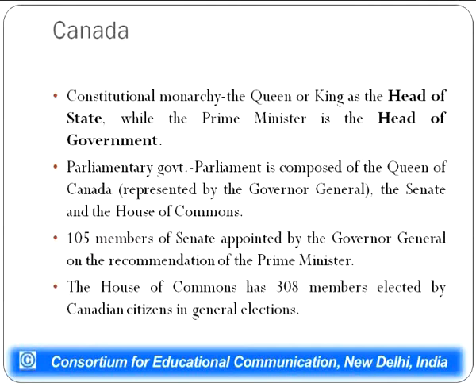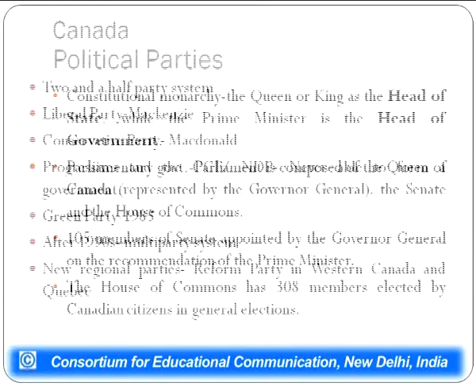Now, if you look at the form of government in Canada, it is still a constitutional monarchy where the head of state is the Queen and the Prime Minister is the head of government. It is a parliamentary government where we have the same composition. We have the Queen, we have the Prime Minister, we have a Senate of 105 members appointed by the Governor General, who is the representative of the Queen, on the recommendation of the Prime Minister, and the House of Commons has 308 members elected through general elections.